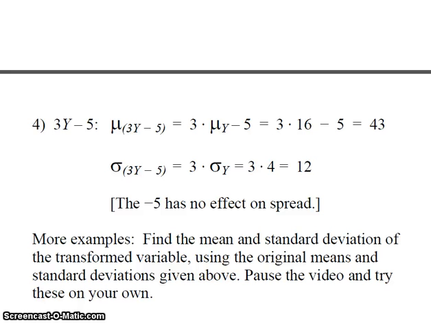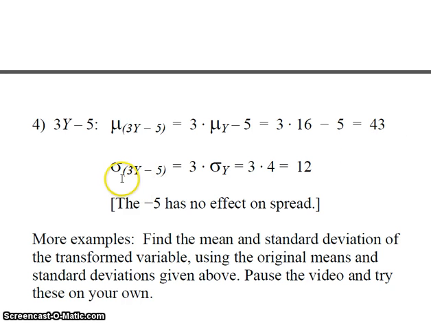If we do both of these transformations, where we multiply our original variable by a constant and then subtract or add a constant onto that, we'll see a combination of these effects. The mean of 3y minus 5 is 3 times the original mean of y minus 5, and that would be 3 times 16 minus 5, which is 43.